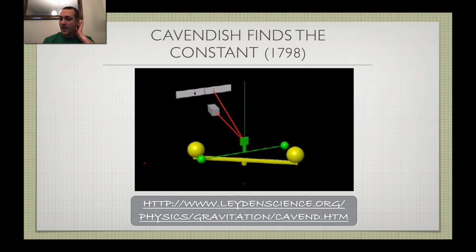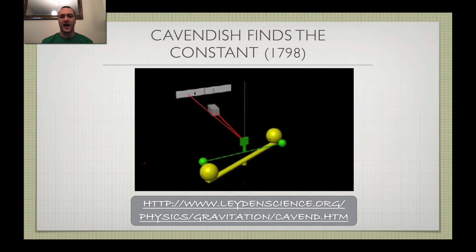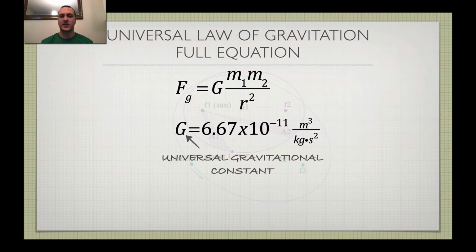And he was able to measure with a high degree of precision, and he was able to find that this universal gravitational constant, as it is now called, or big G, as we like to affectionately call it, is 6.67 times 10 to the negative 11th meters cubed per kilogram second squared.